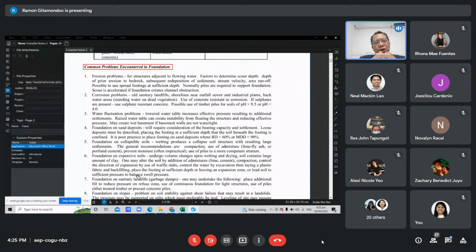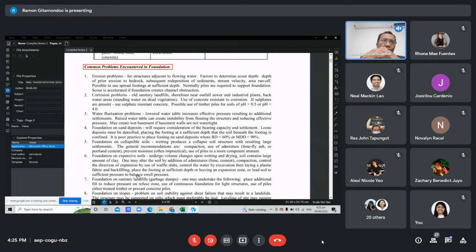Then third, you have the water fluctuation problem. Lower water table increases effective pressure, resulting to additional settlements. And raised water table can create instability from floating the structure and reducing effective pressure, and may create wet basement if basement walls are not watertight.